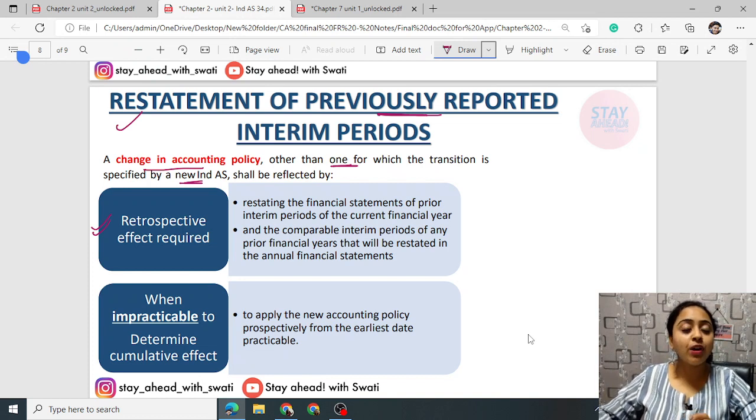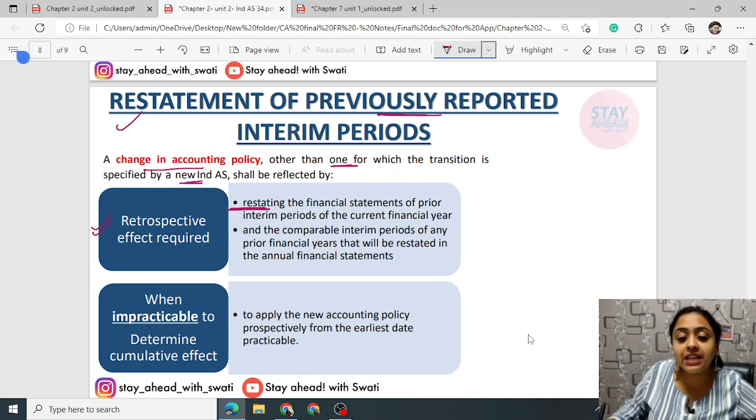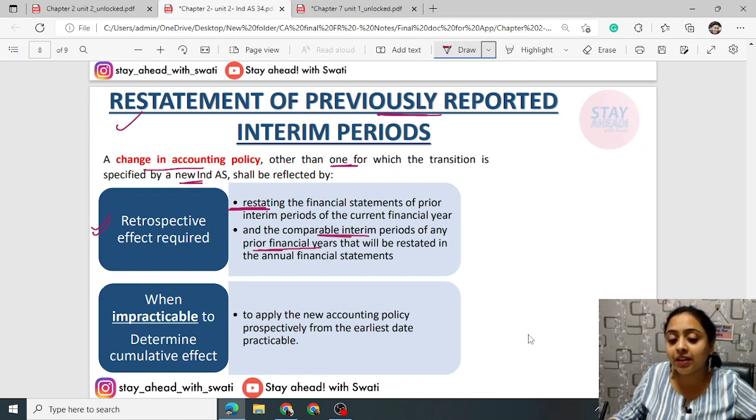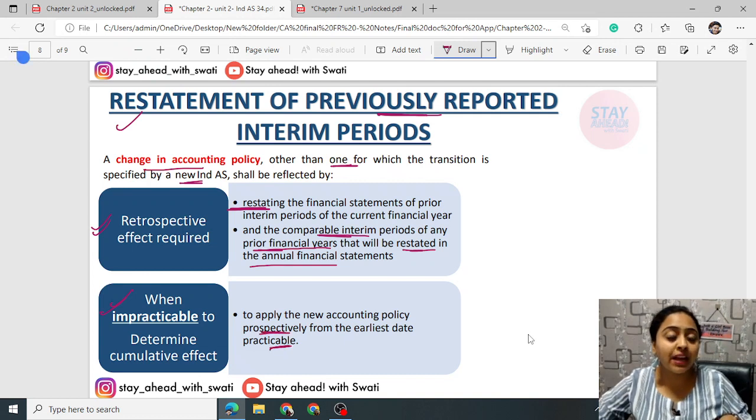For example, if you have to make any change retrospectively, from the period before the current date, then you need to restate the financial statements of prior interim periods of the current financial year and the comparable interim periods of any prior financial years that will be restated in the annual financial statements. Now, when will it be impracticable? When it is impracticable to apply the new accounting policy retrospectively, then it has to apply the new accounting policy prospectively from the earliest date practicable.